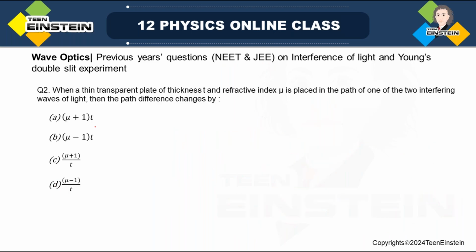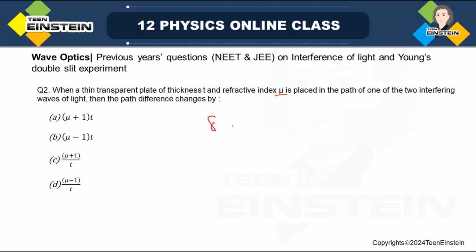Now look at this question. When a thin transparent plate of thickness t and refractive index mu is placed in the path of one of the two interfering waves of light, then the path difference changes by what? Actually, there will be an extra path difference introduced. How to find out that extra path difference delta?